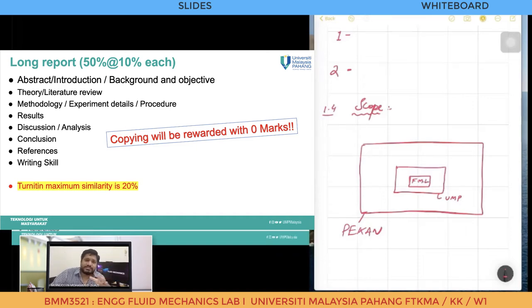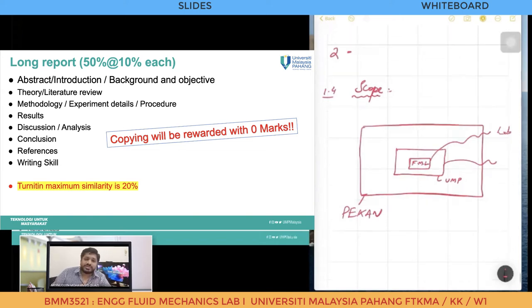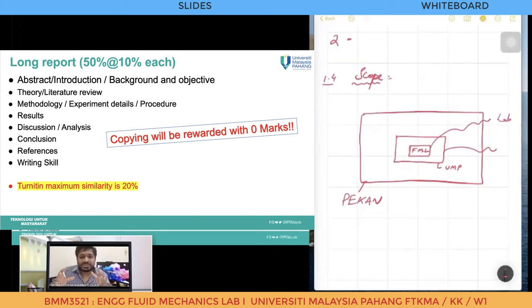So the scope is basically the boundary in which you are going to work. Because you are in UMP and you are studying 40 subjects, your scope of 40 subjects is within UMP. But your scope of fluid mechanics work is only in the fluid mechanics lab. So for your whole degree, your scope is UMP. Okay, and for your fluid mechanics subject only, this lab, the scope is fluid mechanics lab only. So the scope defines basically what are the constraints and what are the restrictions under which you are going to work, and you will not exceed those scopes and those restrictions.